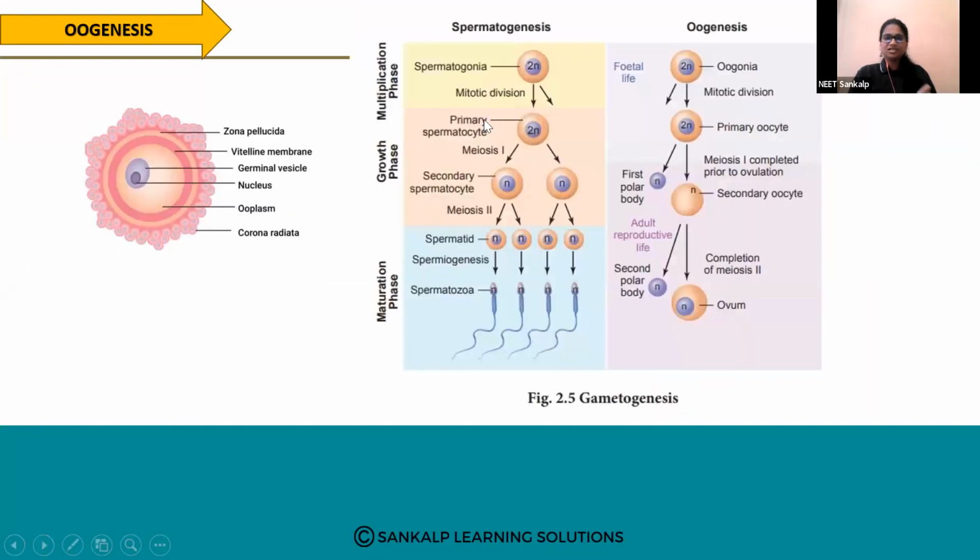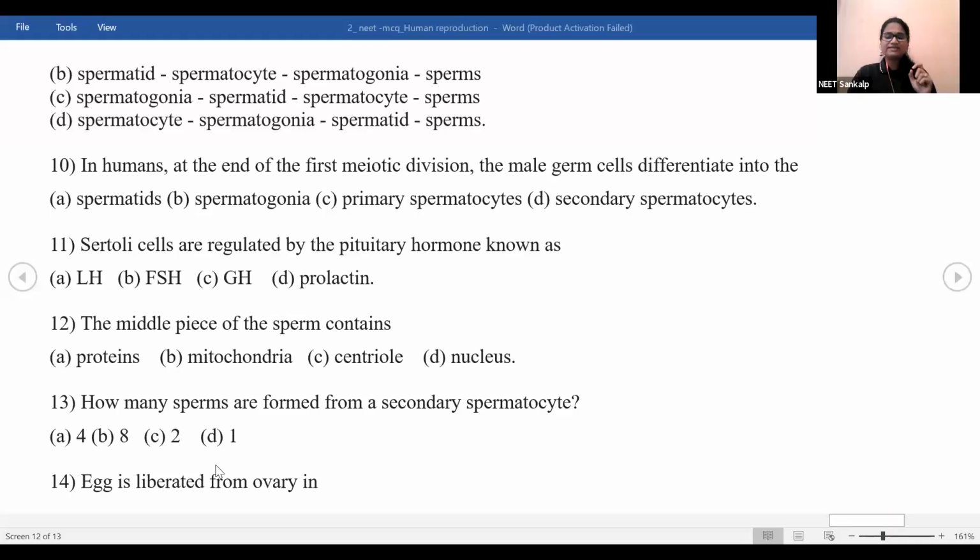See here, spermatogonia or a sperm mother cell undergoes mitosis, and primary spermatocytes are formed. After the end of the first meiotic division, secondary spermatocyte is formed. After the end of the second meiotic division, spermatid is formed. So those who answered option D, secondary spermatocytes, answered it correctly. Option D, secondary spermatocytes, is the right answer, guys.